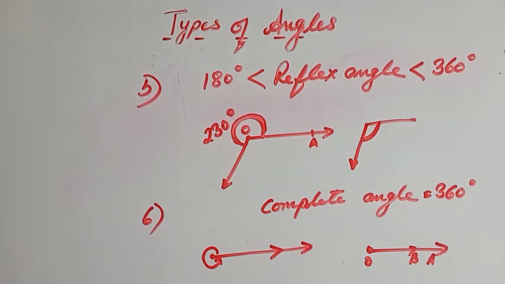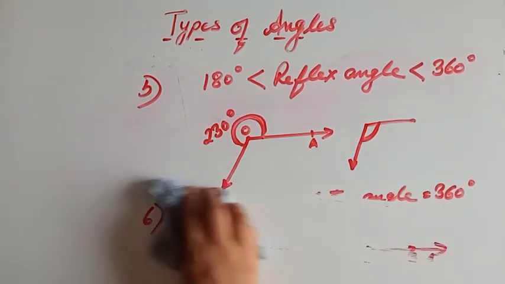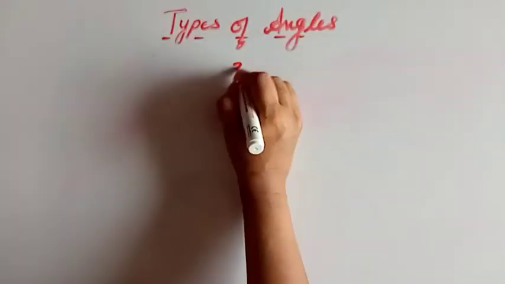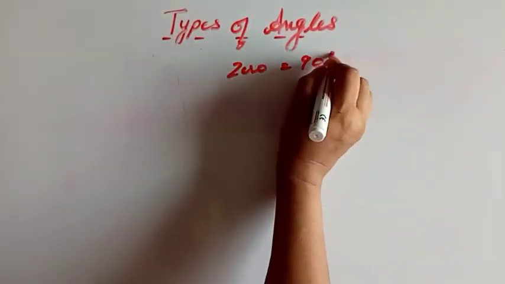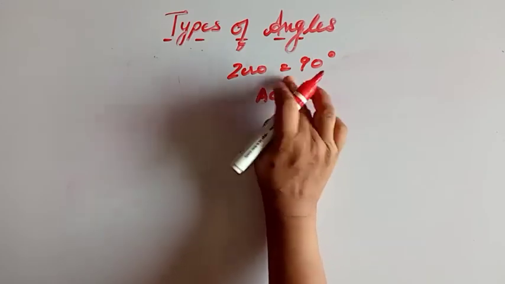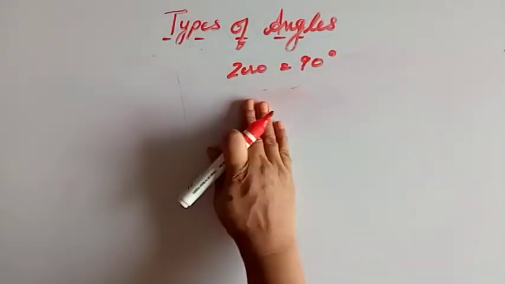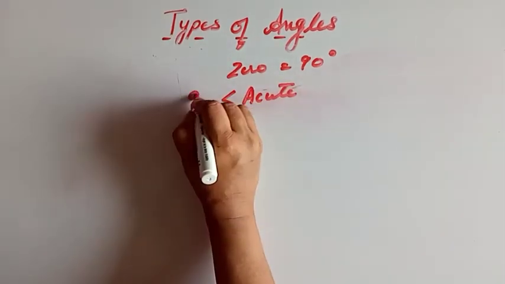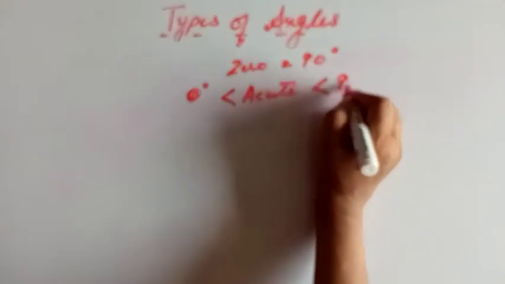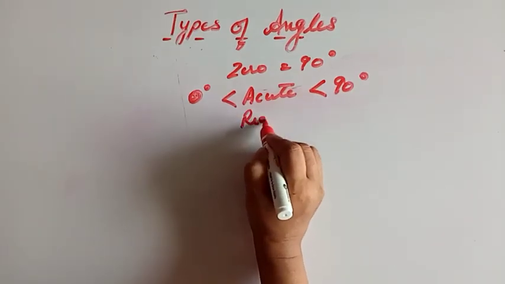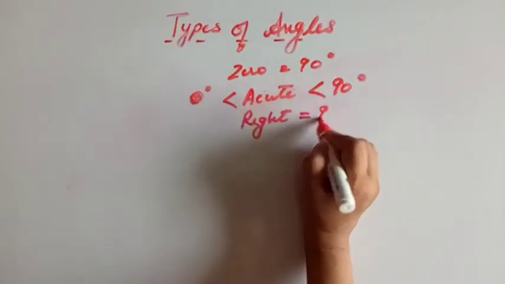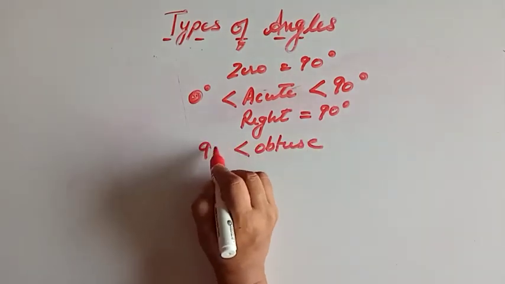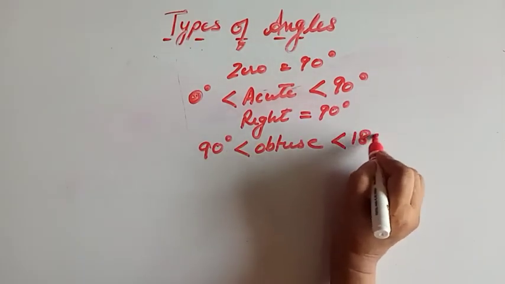Clear? These are the different types of angle. We will have a quick recap again about all the angles. First is zero angle. Then comes acute angle. Acute is always greater than 0 degree but less than 90 degree. Then is right angle, that is equal to 90 degree.